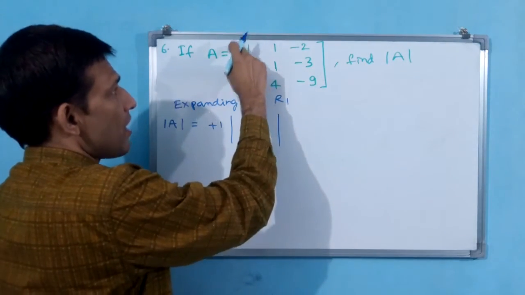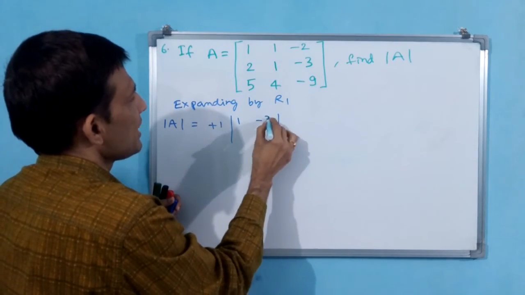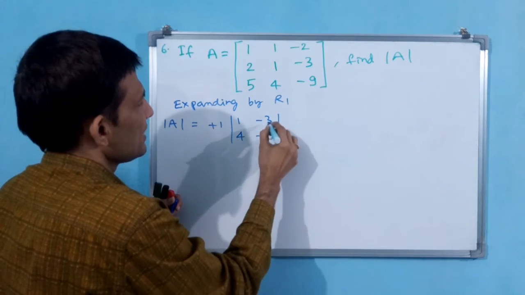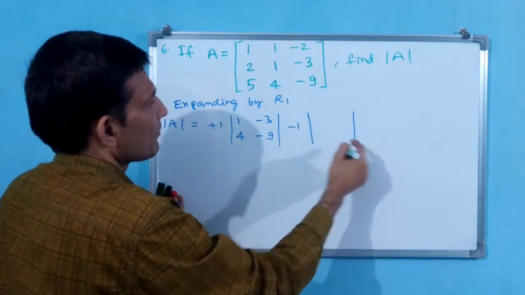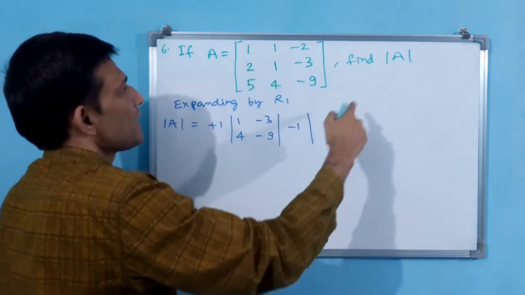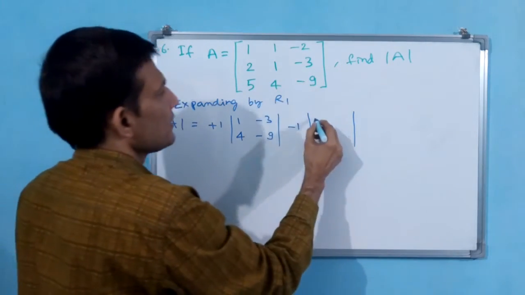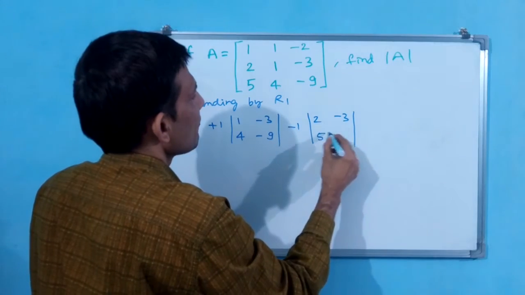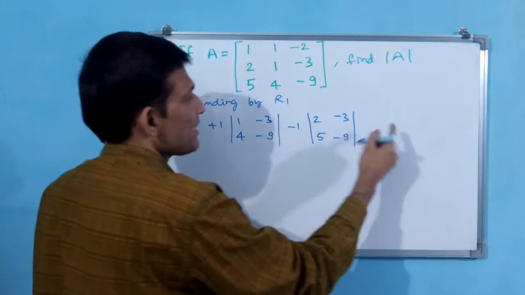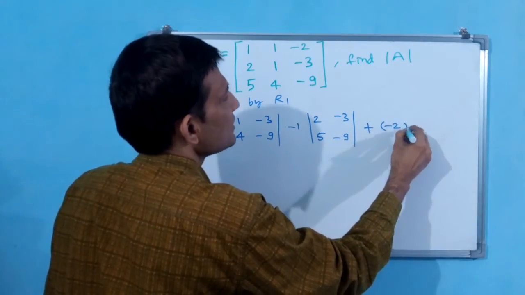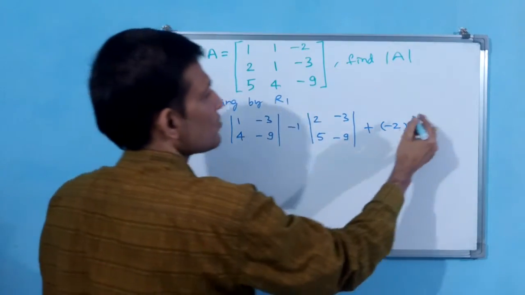Why? This is plus 1 minus 1 plus minus 2, plus of minus 2, like that you have to write. Okay. You see R1 column 1 you have to close, then 1 minus 3 4 minus 9 you have to write for determinant. Okay, now minus 1. Row 1 I am expanding. Okay. Row 1 but column 2. Then 2 minus 3, 5 minus 9. Okay. Now you see plus minus, again plus you have to write. Plus but minus 2 is there here. Minus 2 you write.